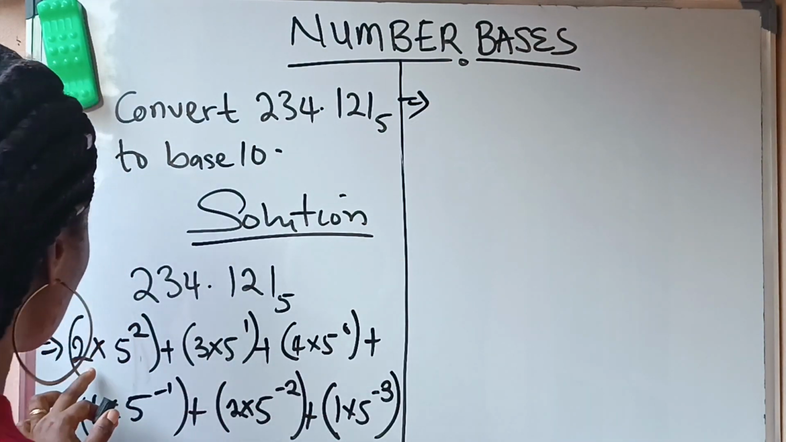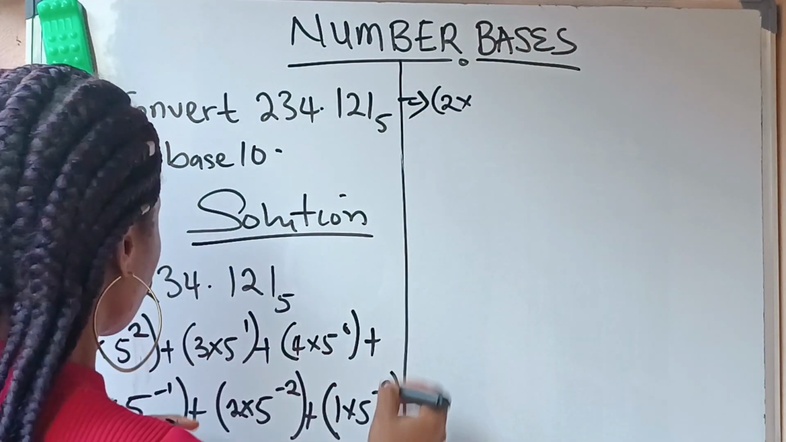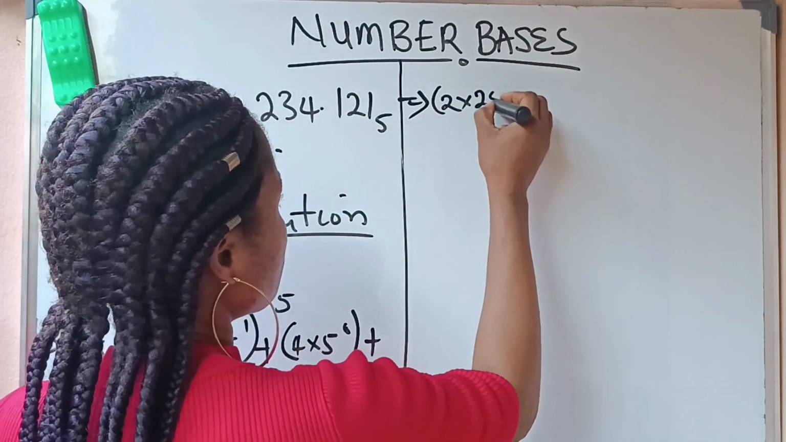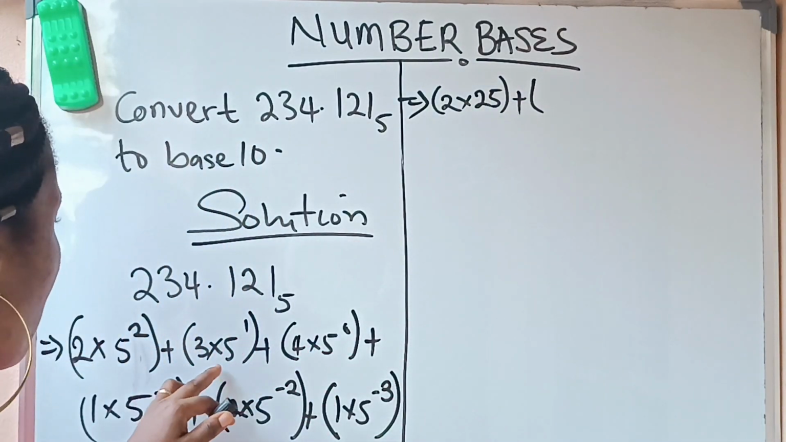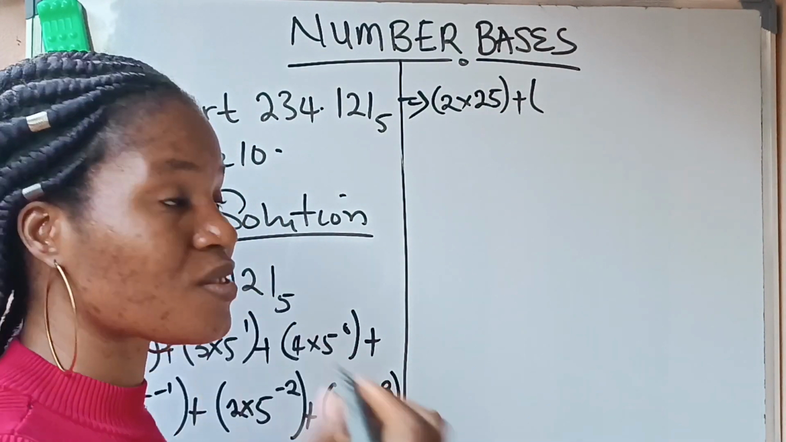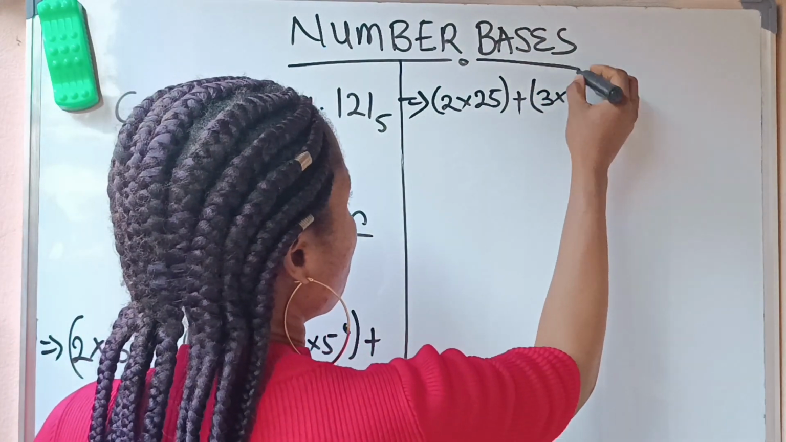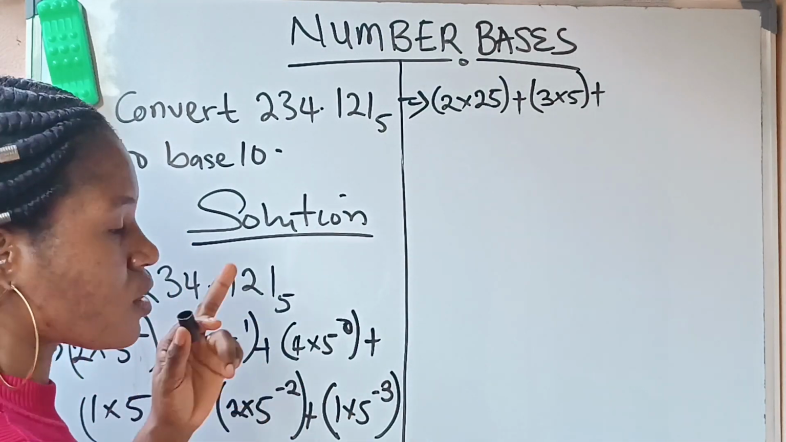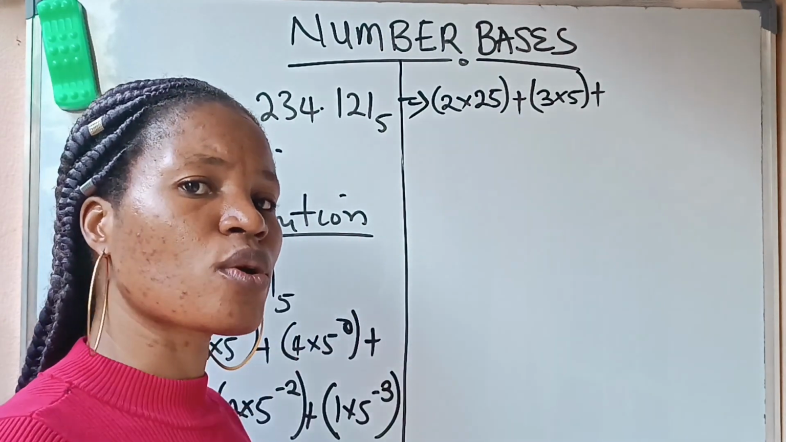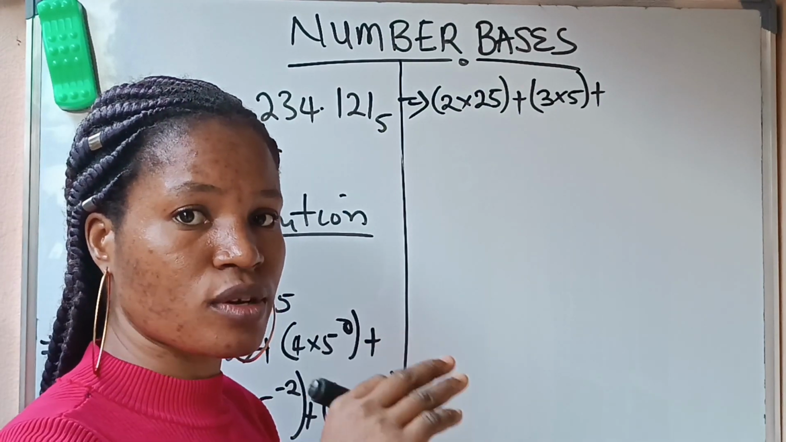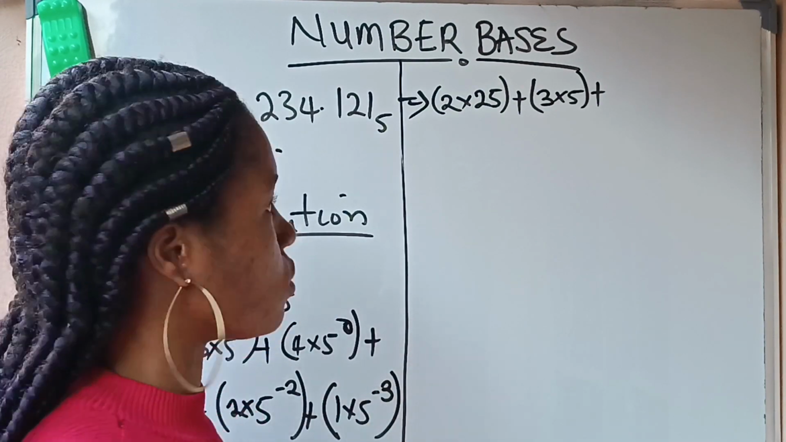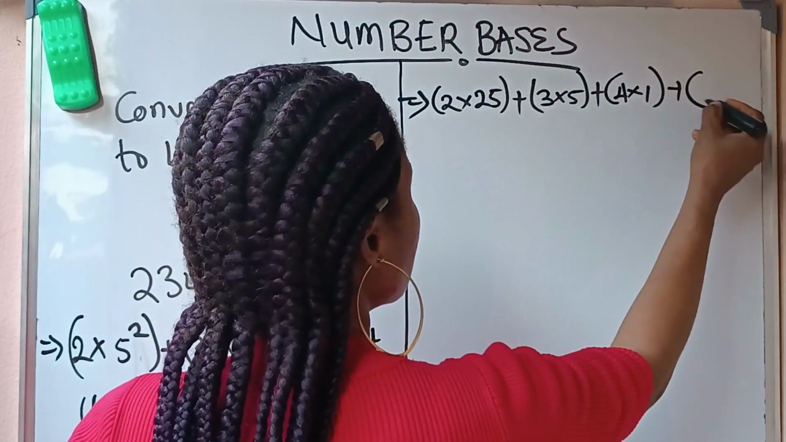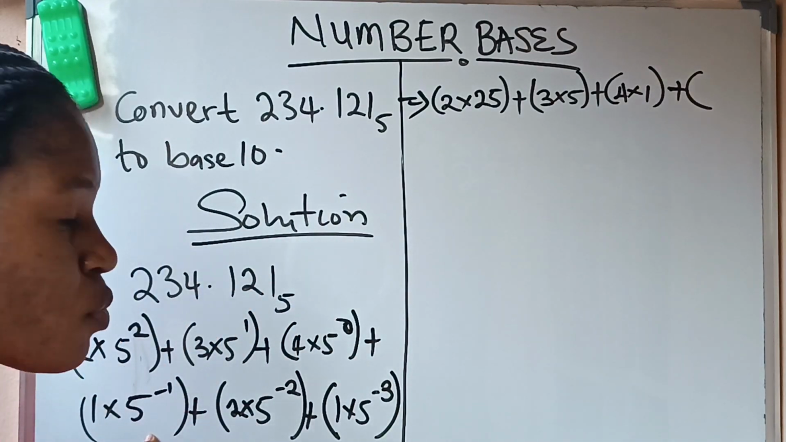This implies that 2 times 5 raised to the power of 2 is 5 times 5, which is 25, right? So this is 2 times 25. Plus, this one is 3 times 5 raised to the power of 1. 5 raised to the power of 1 is 5, so it's still 3 times 5. Plus, this one is 4 times 5 raised to the power of 0. So it's going to be 4 times 1, because anything raised to the power of 0 is 1. 1000 raised to the power of 0 is 1. So you're going to have here 4 times 1. Plus, we have 1 times 5 raised to the power of -1.